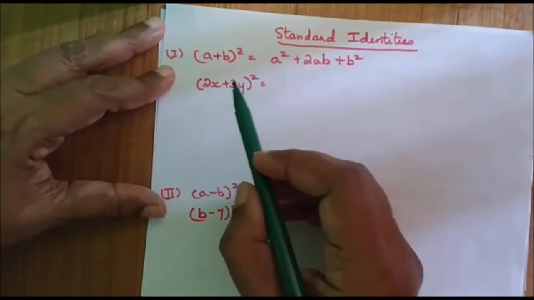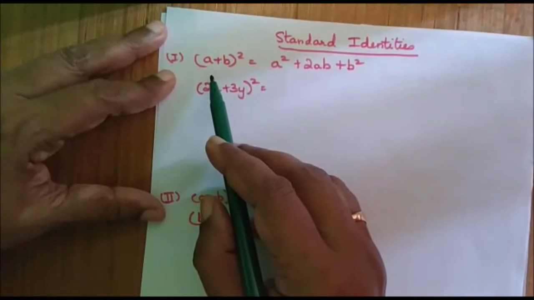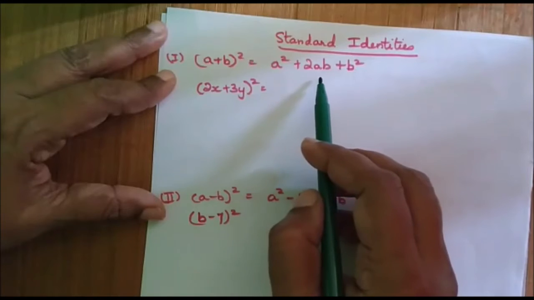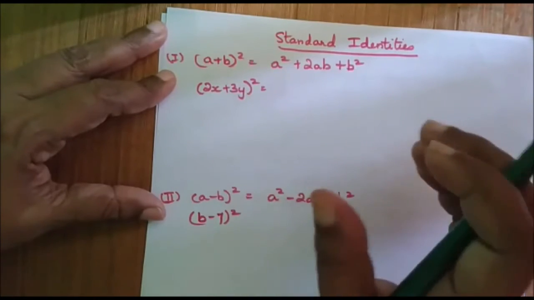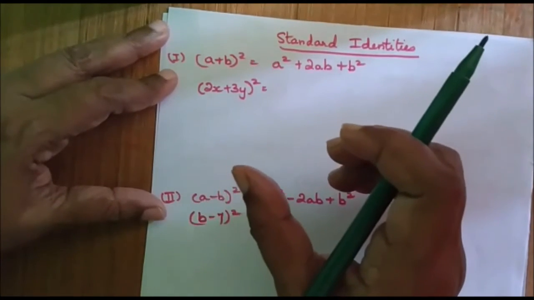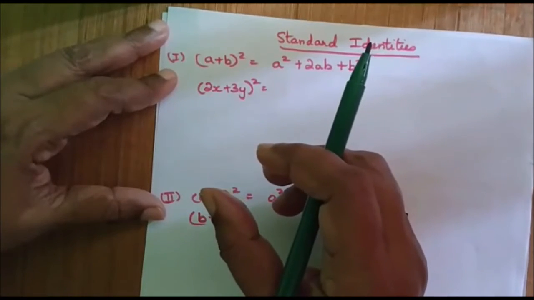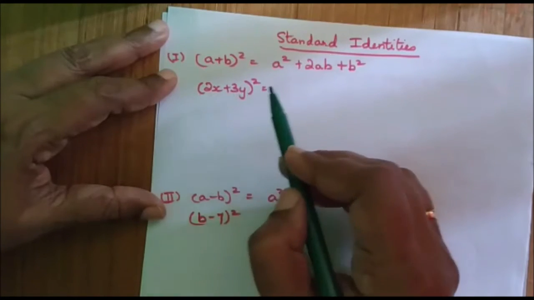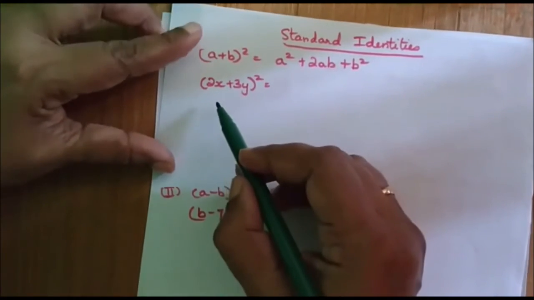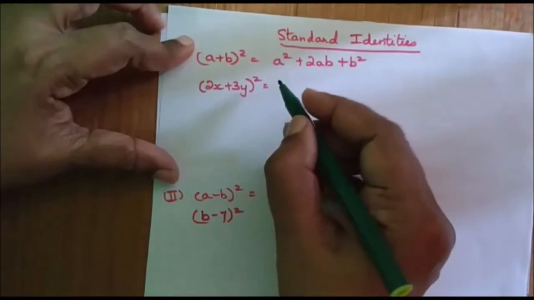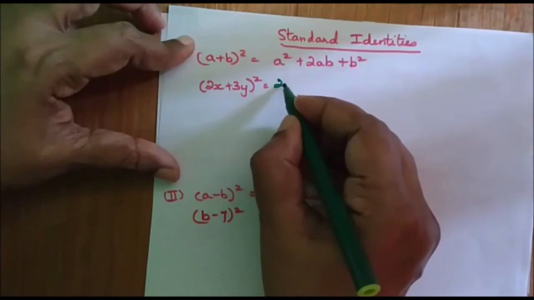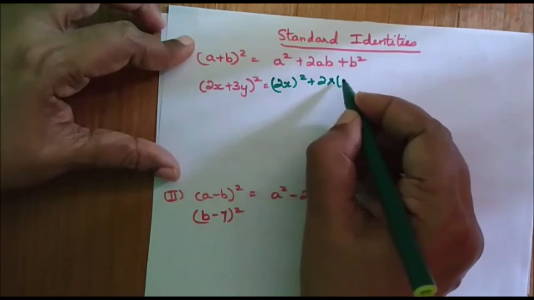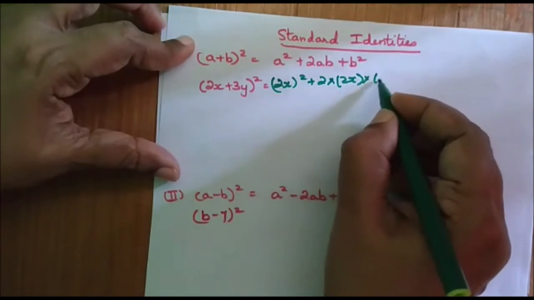Now what do you mean by standard identities? The first standard identity is a plus b the whole squared equals a squared plus 2ab plus b squared. So this is a very important identity which you will use in many places. Okay. So you have to apply this identity to this given problem. What is it? 2x plus 3y the whole squared. So how do we write it as 2x the whole squared plus 2 into 2x into 3y.